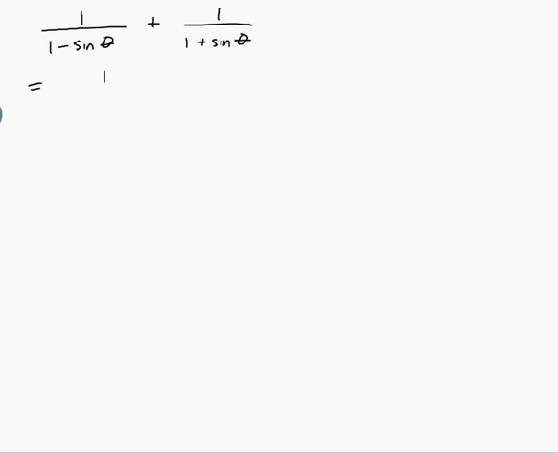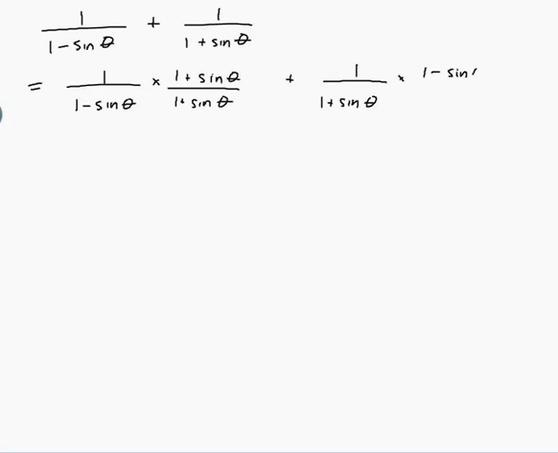So that's equal to 1 over 1 minus sine theta, and I could times top and bottom of that by 1 plus sine theta. And the other one is 1 over 1 plus sine theta, and I could times top and bottom of that by 1 minus sine theta. Okay, so let's see what happens there. I'll just put brackets in so I don't lose anything.